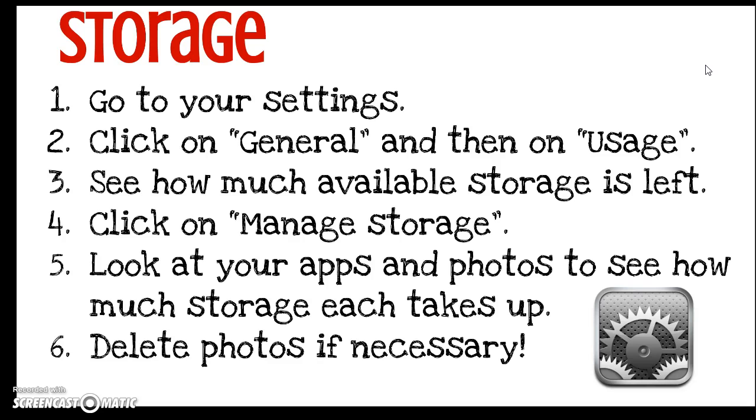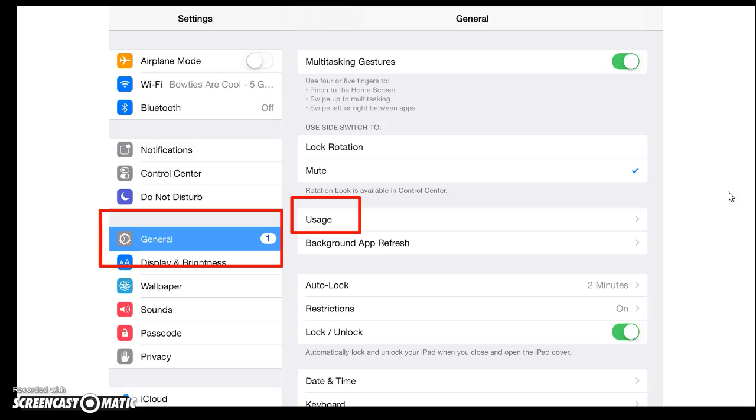So you go to your settings, click on general, and then on usage, and that's going to show you how much storage you're using. And you're able to see how much available storage is left. If you click on manage storage, it will show you how much space each app is taking up. And the first thing you want to do is delete photos. If you're getting close to that, you want to delete photos.